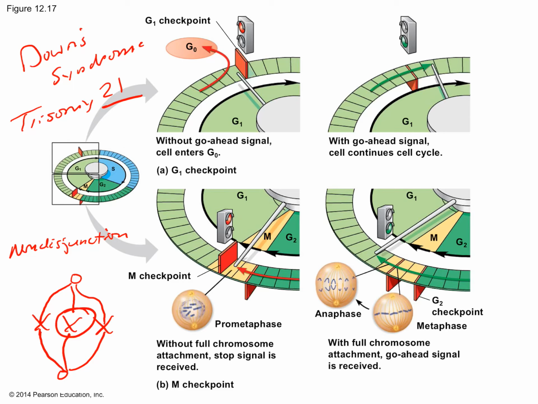Whether you're missing an entire chromosome or you have an extra one, it can cause problems. So that M checkpoint is to give time to allow all those fibers to properly connect to all those centromeres. Okay, so that's an example of an internal signal. You have a signal from inside the cell, where a fiber is not yet connected. That's an internal signal that would cause a cell to wait at the M checkpoint.